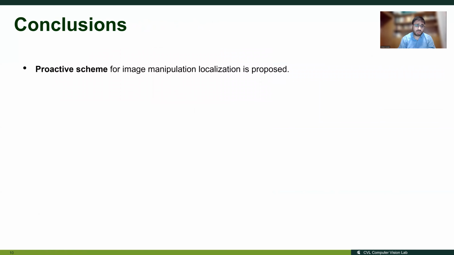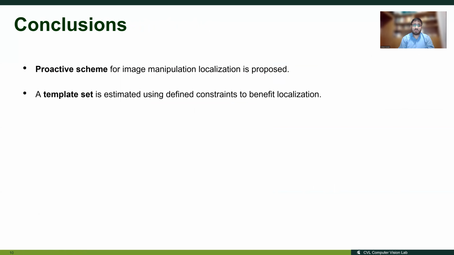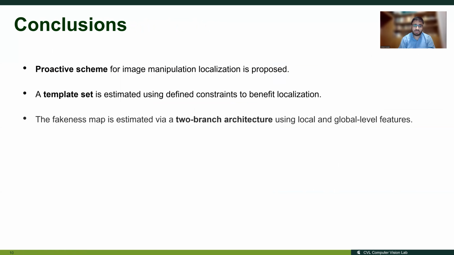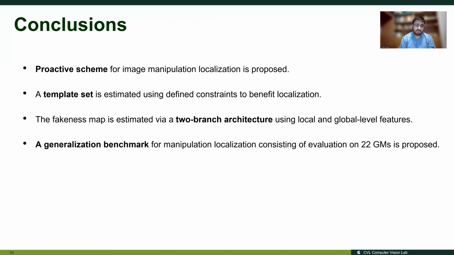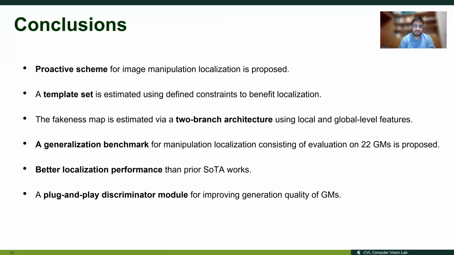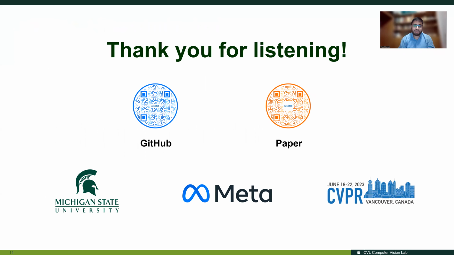In conclusion, a proactive scheme for image manipulation localization is proposed in the paper. We estimate a template set using predefined constraints, and the fakeness map is estimated via a two-branch architecture to promote local and global level features. We also propose a generalization benchmark for 22 generative models for future localization works. MaLP is able to perform much better than the prior state-of-the-art works, and it can also act as a plug-and-play discriminator module to improve the generation quality of the GMs.